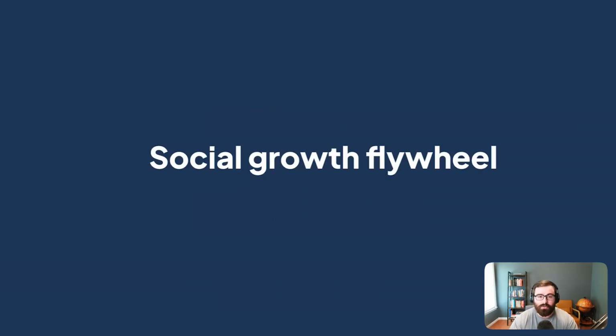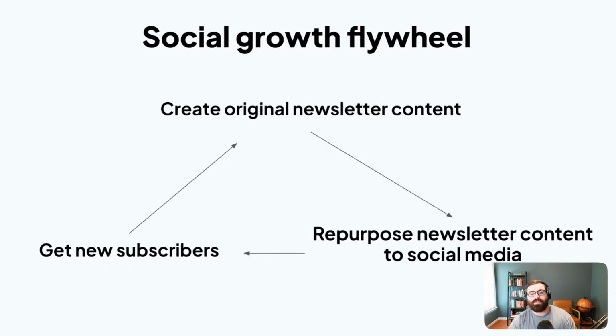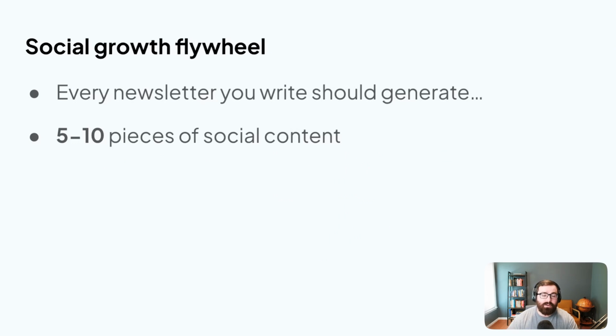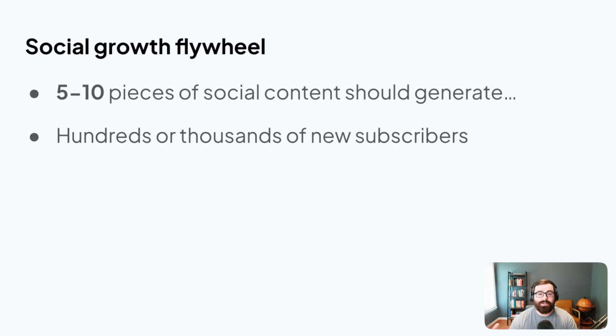And what we want to do with this one platform we pick is create what I call a social growth flywheel. This is where you create original newsletter content in your weekly newsletter. You repurpose that newsletter content to social media content, and that social media content gets you new subscribers. You basically create once and then distribute that content everywhere for more growth. This is the flywheel. Every newsletter that you write should generate 5 to 10 pieces of social content, and those 5 to 10 pieces of social content should generate hundreds and thousands of new subscribers.